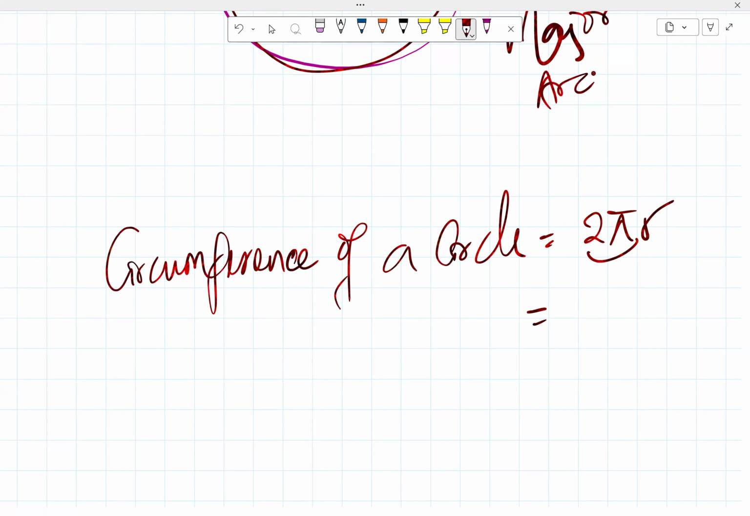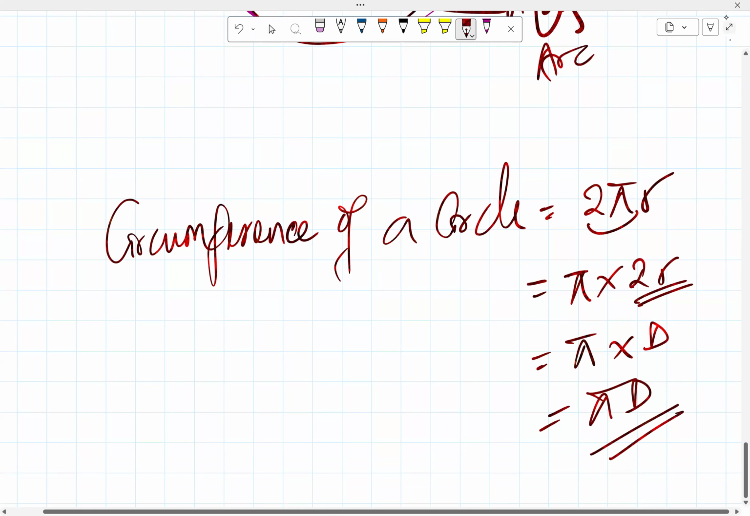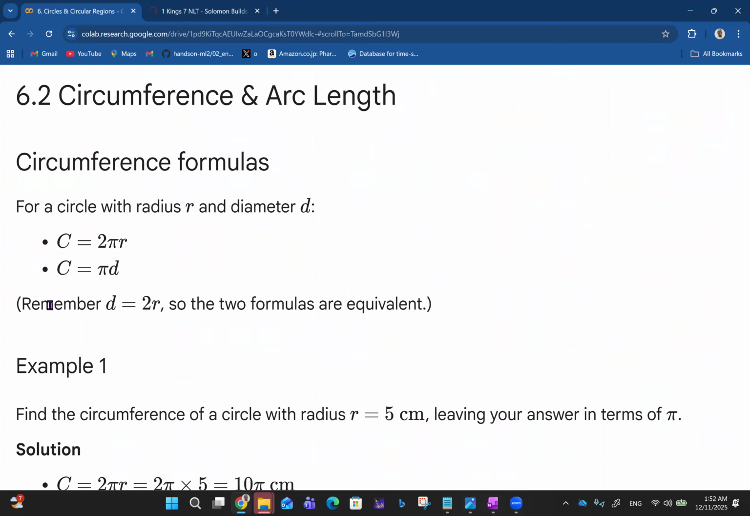And of course, it's obvious that we have pi times 2r, because 2r looks familiar. It looks like the diameter. So that means this is pi times the diameter. The circumference of a circle is 2 pi r, or if you like, you can call it pi d. It's the same thing. Remember that d is 2r, so the two formulas are equivalent. 2 pi r or pi d, you have the same.